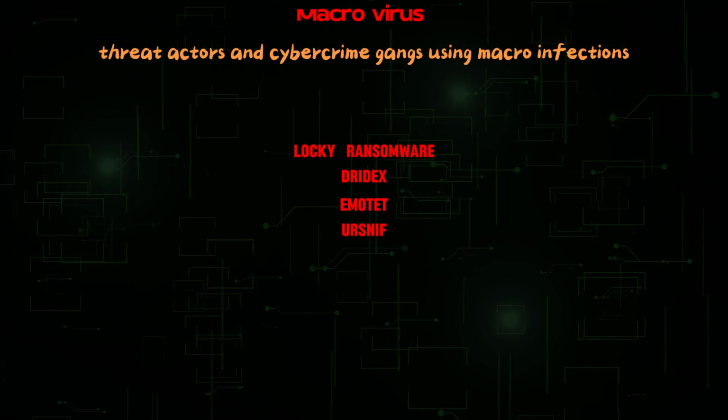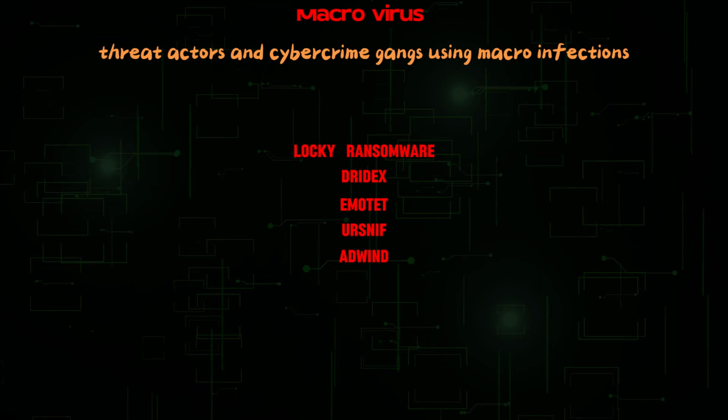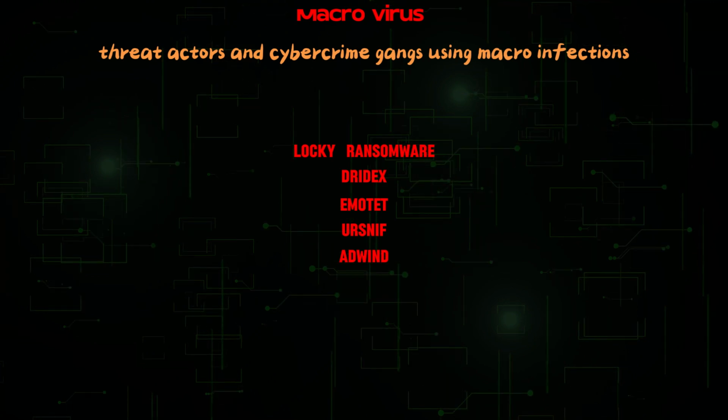Ursnif. This is a banking Trojan that uses macro malware to steal login credentials and other sensitive information from the victim's system. Adwind. This type of malware uses macro-laden documents to infect the victim's system and steal sensitive information. These are just a few examples of macro malware. Many other types of macro malware exist, and new variants are constantly being developed by attackers.